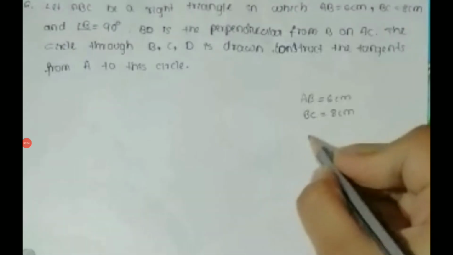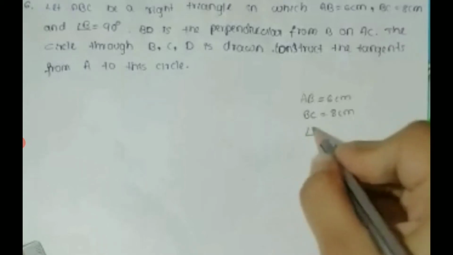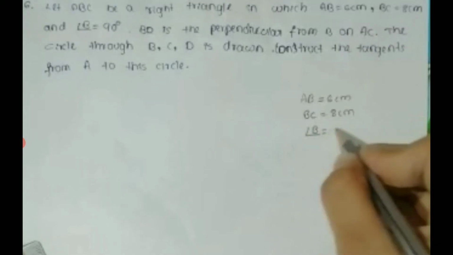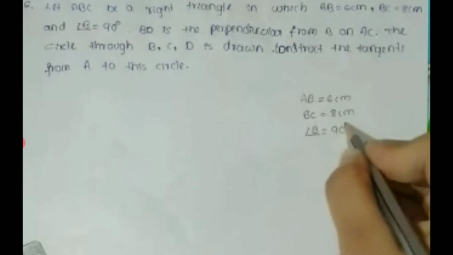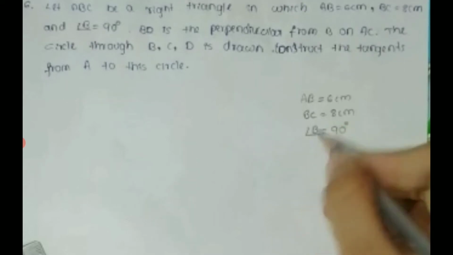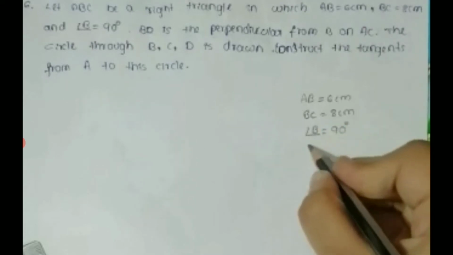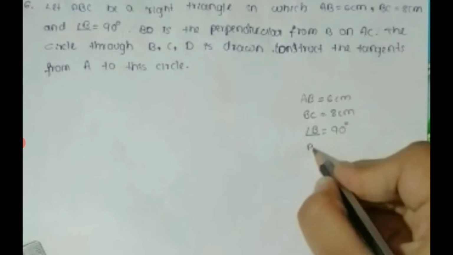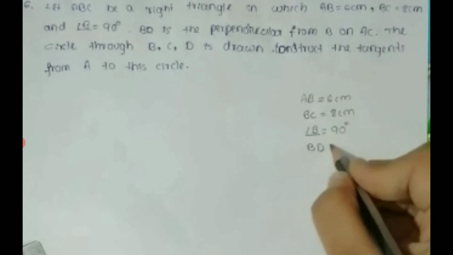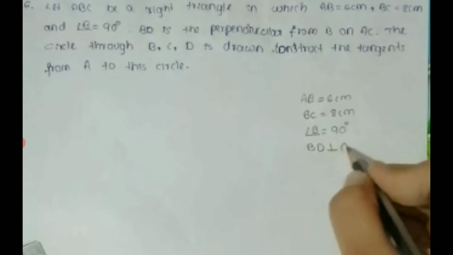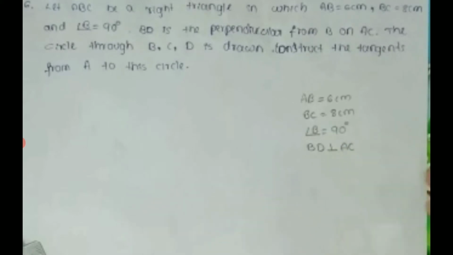AB equals 6 cm, BC equals 8 cm, angle B equals 90 degrees, and BD is the perpendicular from B on AC, that is BD perpendicular to AC.